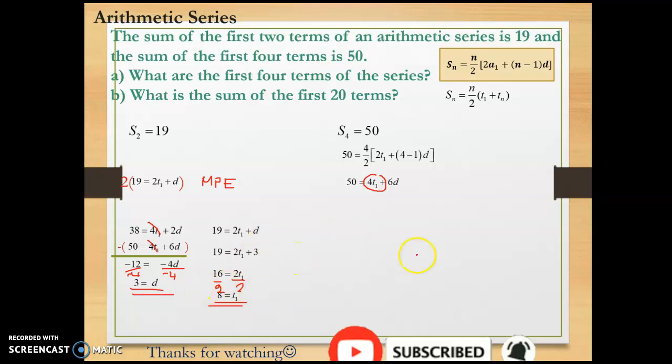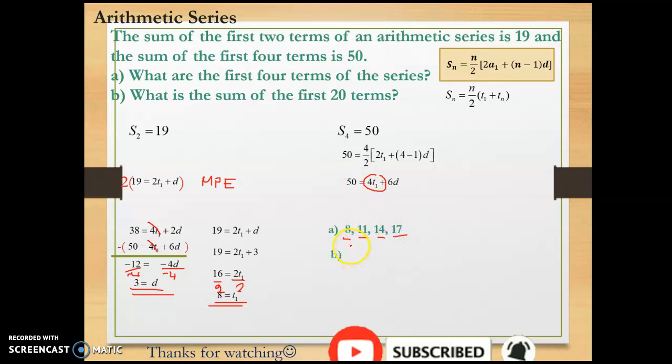Then for us to get the remaining three terms, we add 3 each time. 8 plus 3 becomes 11. 11 plus 3 becomes 14, and then 14 plus 3 becomes 17. So therefore your first four terms of the series are 8, 11, 14, and 17.